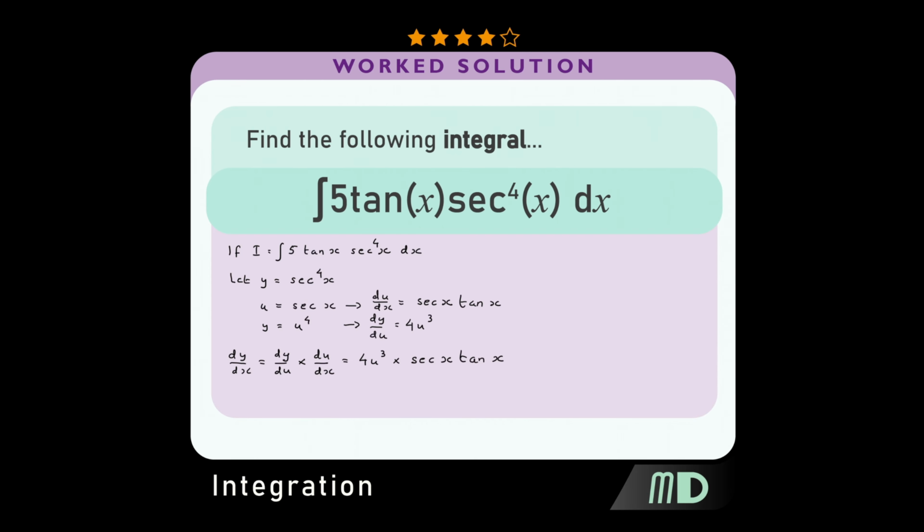We can substitute the secant of x for the variable u, giving us 4 multiplied by the secant of x cubed multiplied by the secant of x multiplied by the tangent of x, which simplifies to give us 4 multiplied by the secant of x to the power of 4 multiplied by the tangent of x.